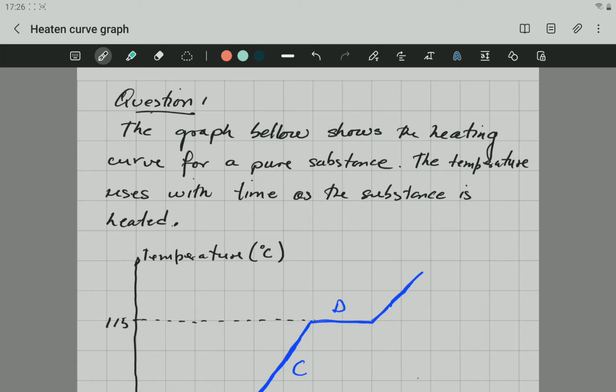Okay, this is a question that is obviously going to be in your exams. So we're going to have a look, and then within the question we're going to look at some important points you must learn from the topic.